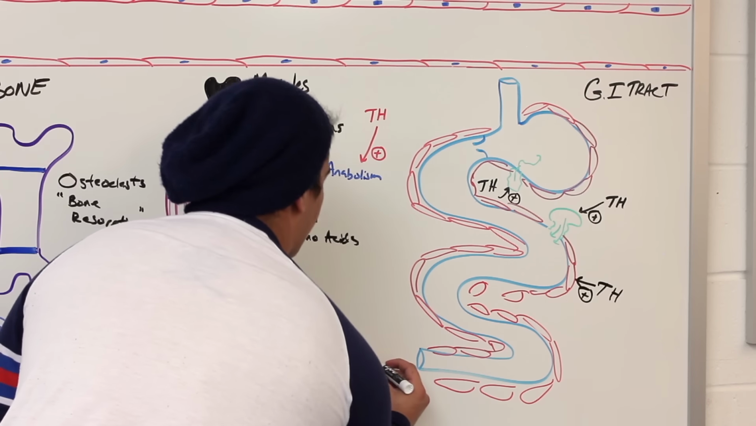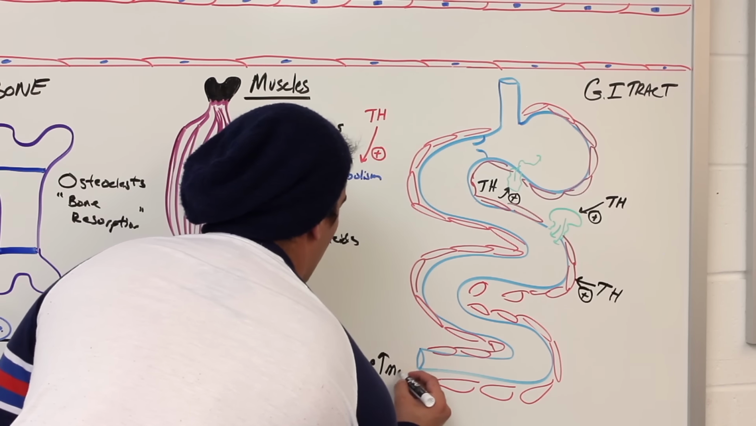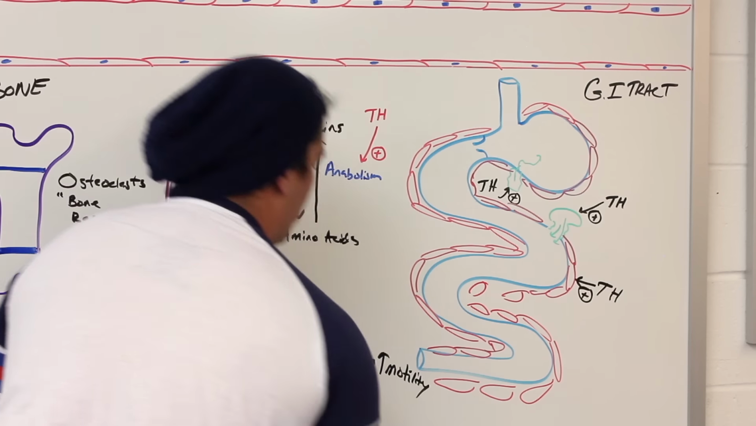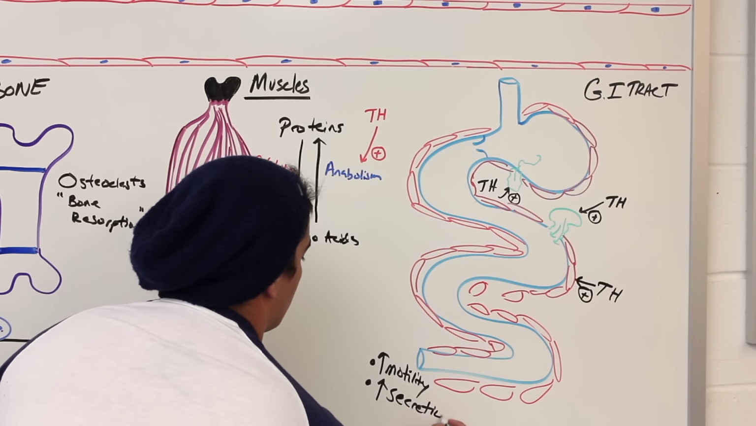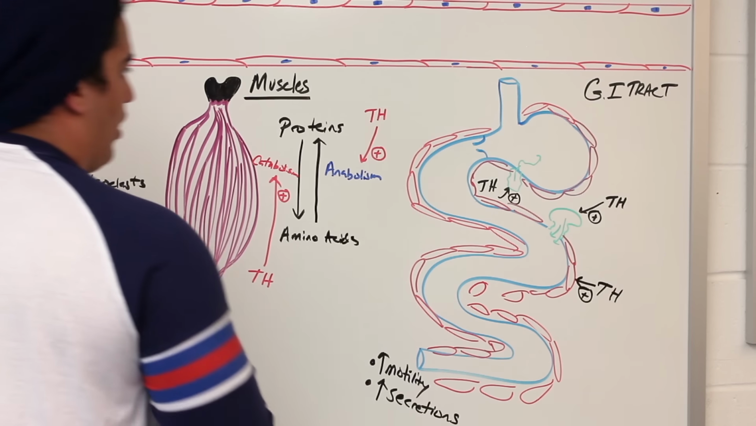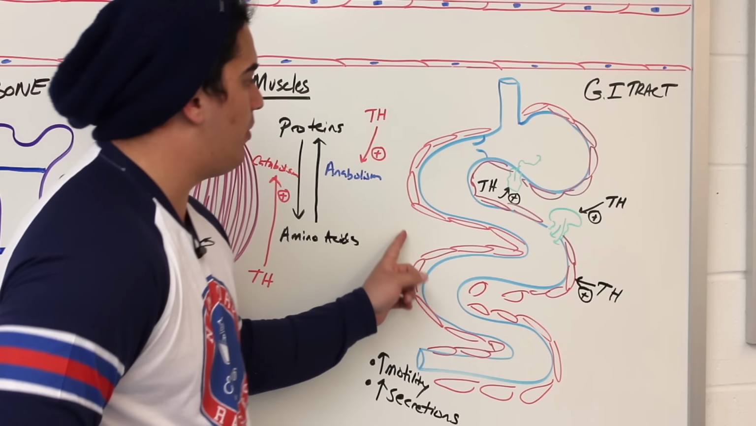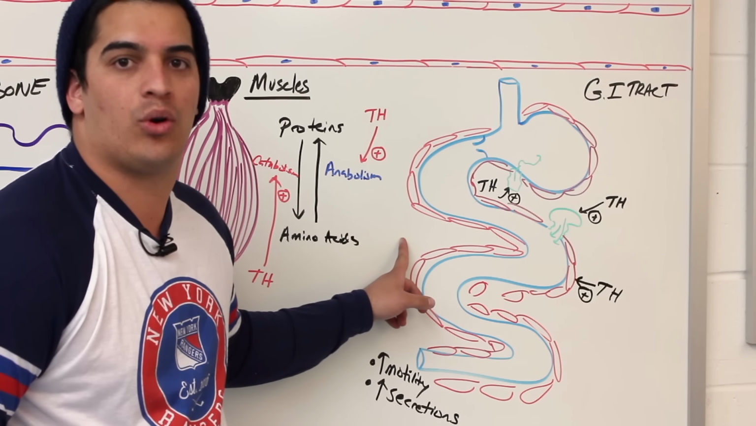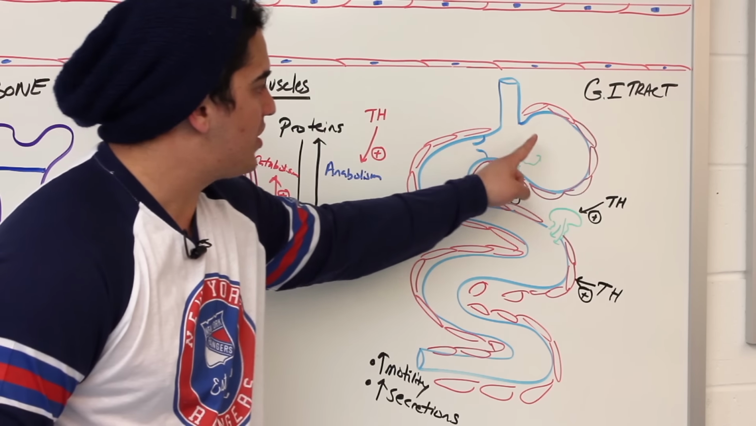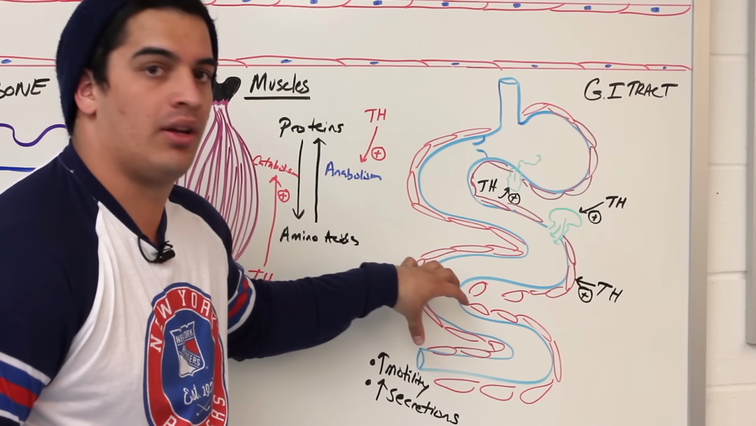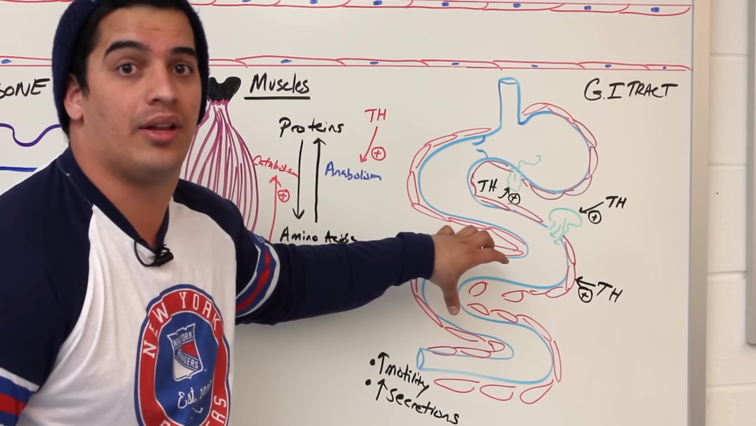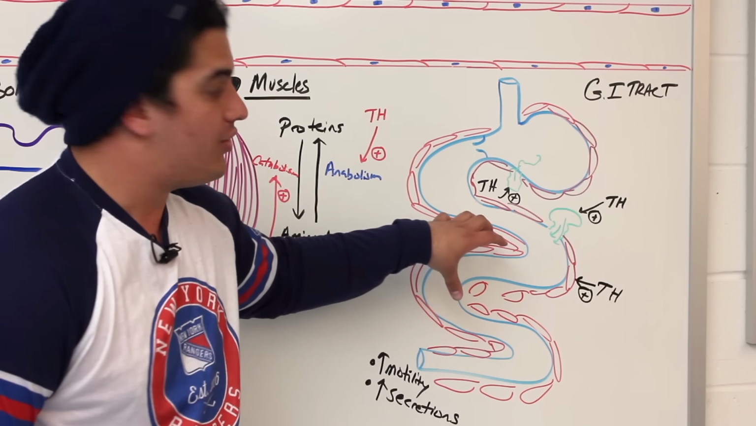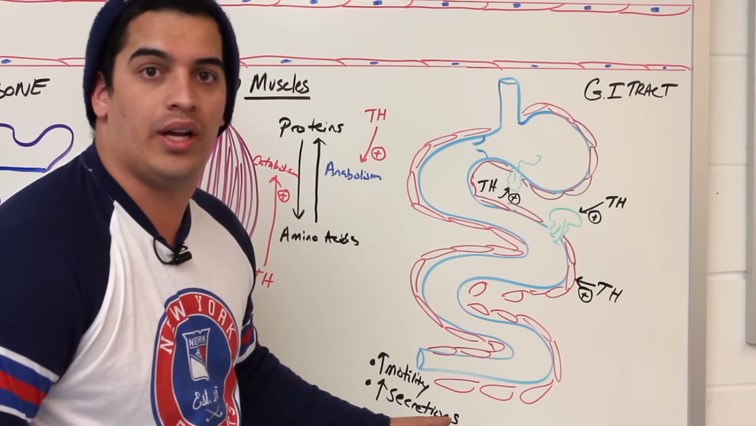It's going to increase motility, and it's going to increase secretions. Now, you can think about this. If you think about someone who has excessive amounts of thyroid hormone, they're making too much thyroid hormone. What's going to happen to the GI motility? It's going to increase. What's going to happen to the GI secretions? It's going to increase. What's going to happen to these people? They're going to have diarrhea. Okay? So they're going to be having a whole bunch of diarrhea.